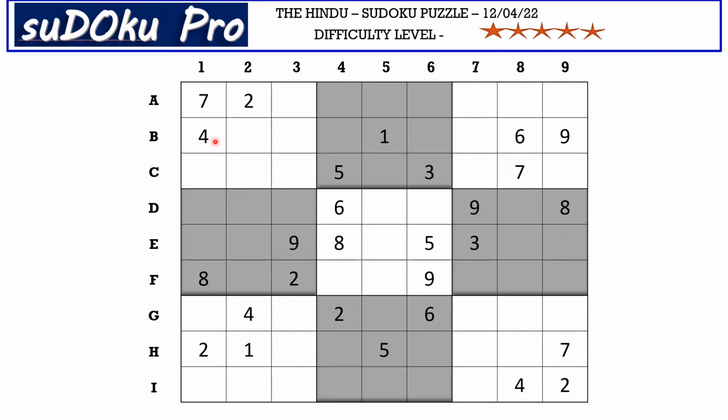There is a 4 in column 1 and a 4 in column 2 which blocks these two columns. So D3 takes 4. There is a 7 in column 8 and a 7 in column 9 which blocks these two columns. So 7 goes here in F7.